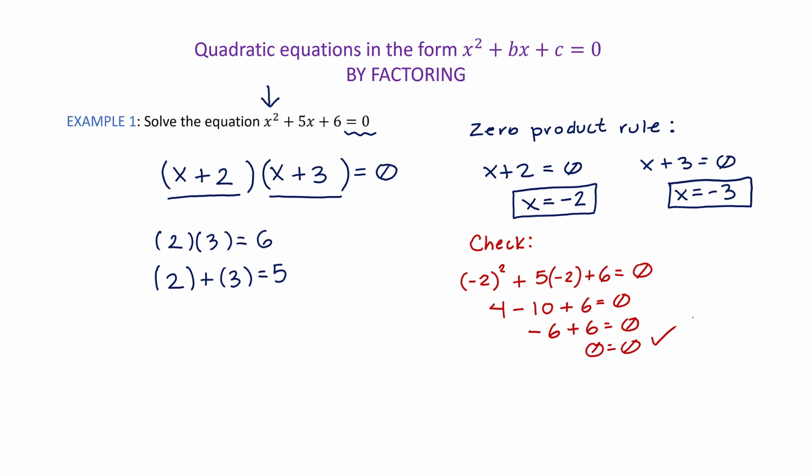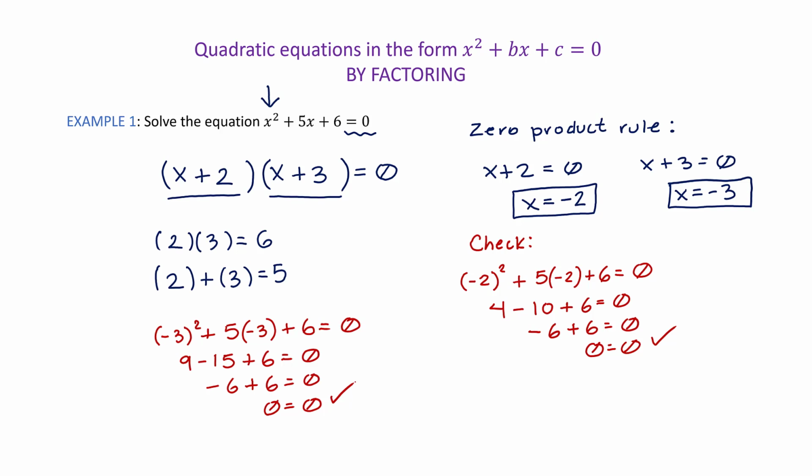But now we have to check our second solution. X equals minus 3. X squared would be minus 3 squared plus 5 times x, which is minus 3, plus 6 has to be 0. The square of minus 3 is 9. 5 times minus 3 is minus 15. Plus 6 has to be 0. 9 minus 15 is minus 6. Plus 6 has to be 0. Minus 6 plus 6 is 0. Therefore, we are correct.